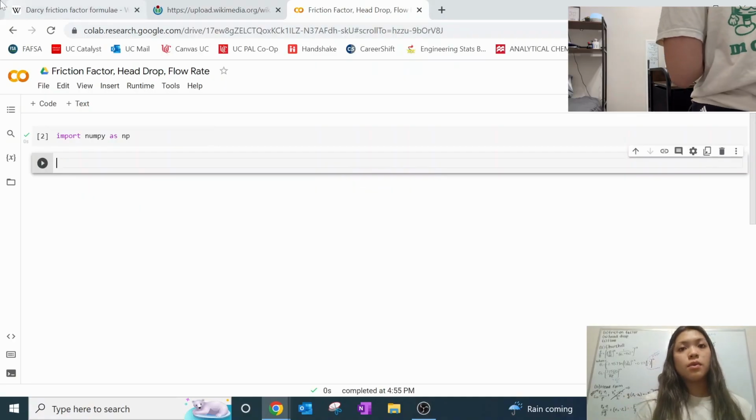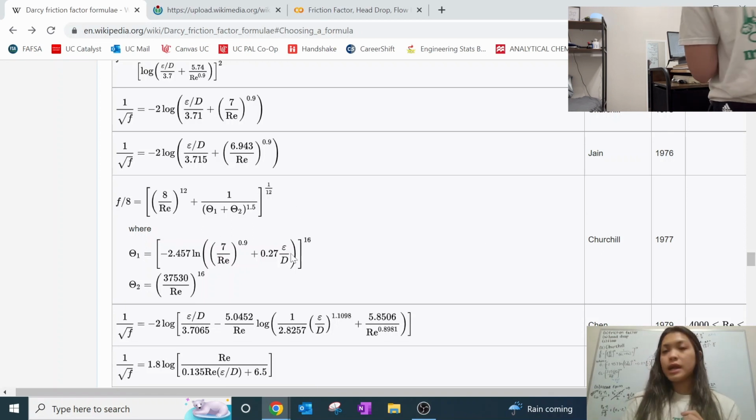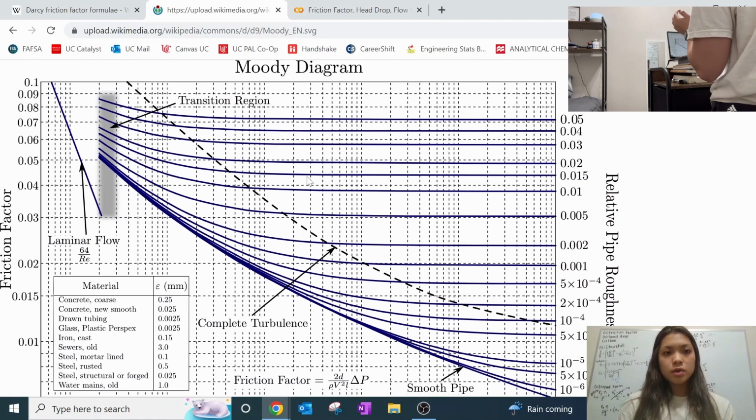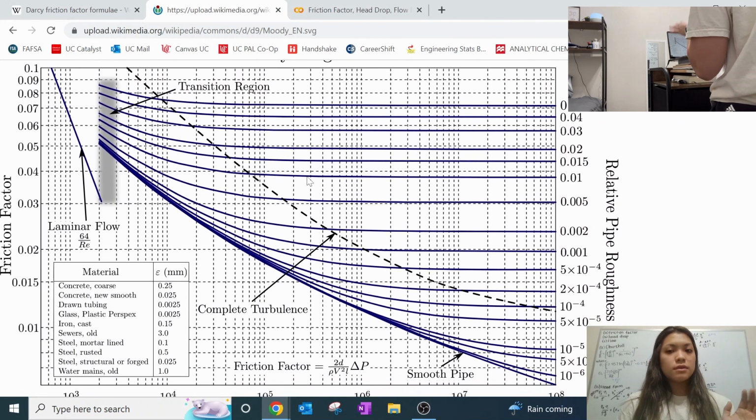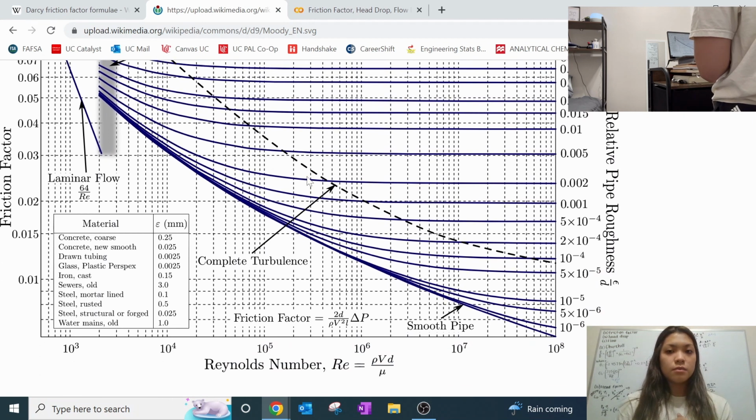So now we can start writing out our code. And so first I wanted to show the Darcy friction factor formulas. So these are a bunch of the different formulas. We are using, again, Churchill, which is these equations here. When I had them on the board, this is where I pulled them from. And so this is based off the roughness of the pipes, which we use Moody's diagram for. So this is Moody's diagram. It gives the friction factor in comparison to the relative pipe roughness and then the Reynolds number. And so this is how we landed on the formula that we landed on.